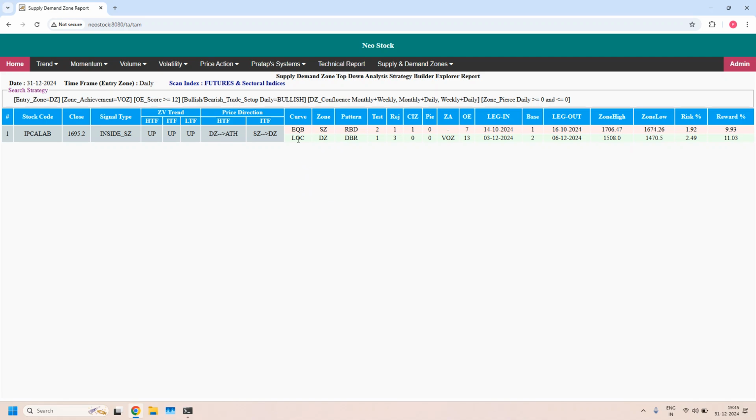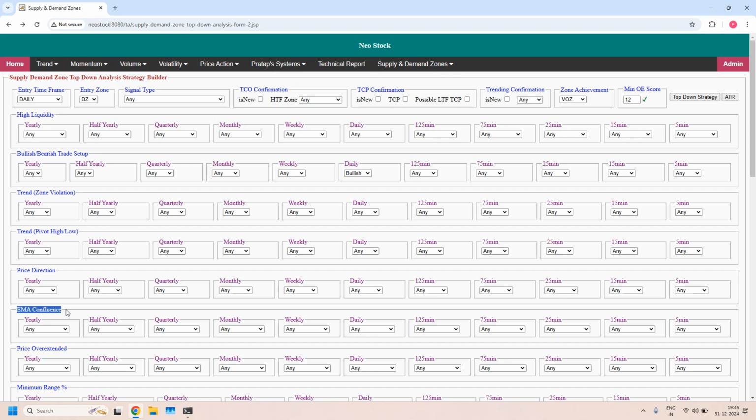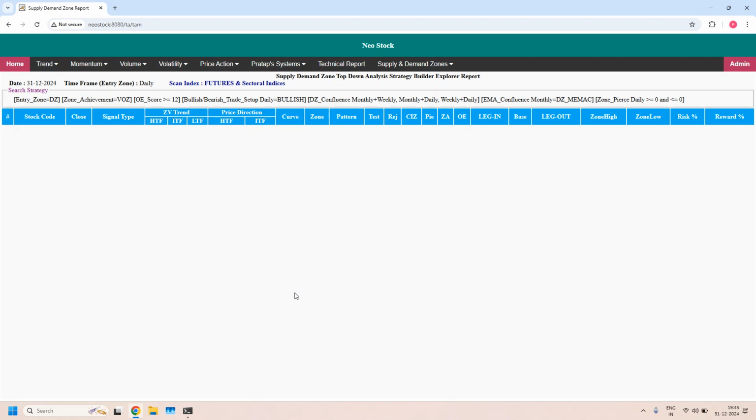Let us check whether this monthly demand zone is having monthly EMA confluence, because monthly trend is up. If EMA confluence is there, it is an even higher probability trade setup supported stock. Let us verify. In the EMA confluence at monthly time frame, the monthly demand zone having monthly EMA confluence filter is enabled, but the stock is not filtered. Only zone confluence is there, but the monthly zone is not having monthly EMA confluence. Okay, this is about bullish trade setup for monthly income trade.